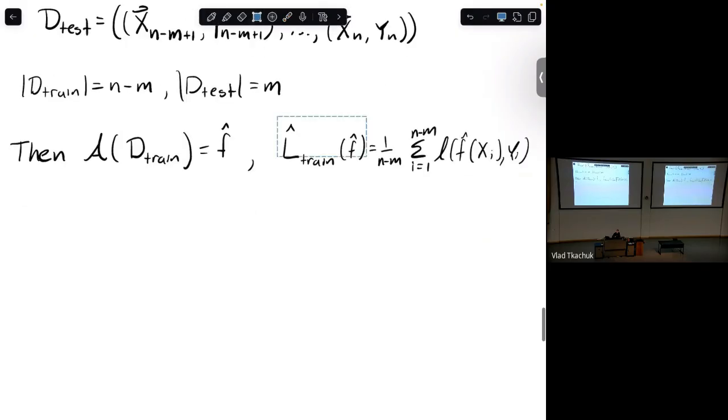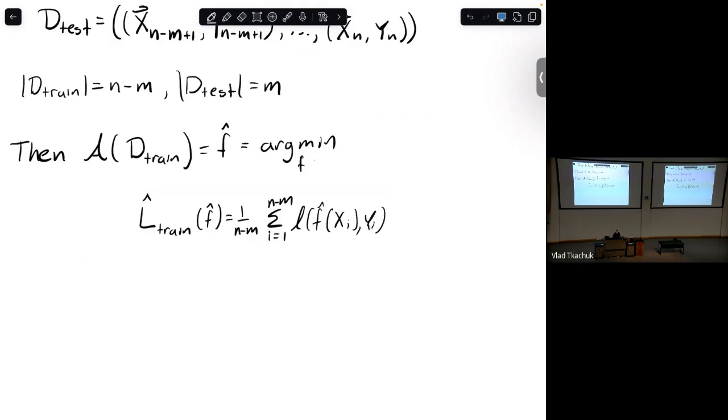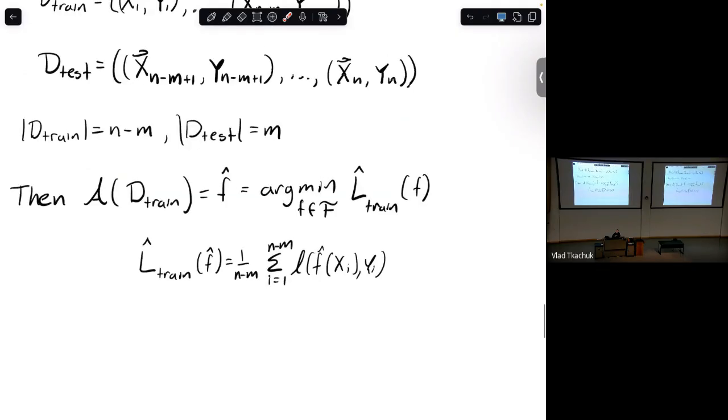Maybe I'll make that absolutely clear. So L hat train is this. Now A, what it does is it selects f hat to be equal to the argmin over f in your function class of L hat. Normally it's just L hat of f, but now it's L hat train of f. So everything looks the same, but now, based on this trickery we did, we have a test set that we can use to evaluate how our predictor is doing on new data.